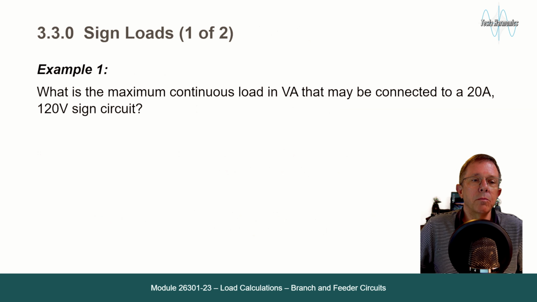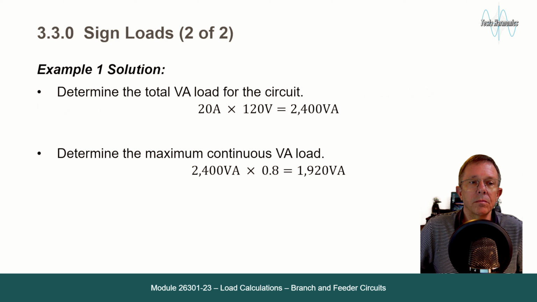Sign loads, example 1. What is the maximum continuous load in VA that may be connected to a 20 amp 120 volt sign circuit? Determine the total VA for the circuit. 20 amps times 120 volts equals 2400 VA. Determine the maximum continuous VA load. 2400 VA times 0.8 equals 1920 VA.